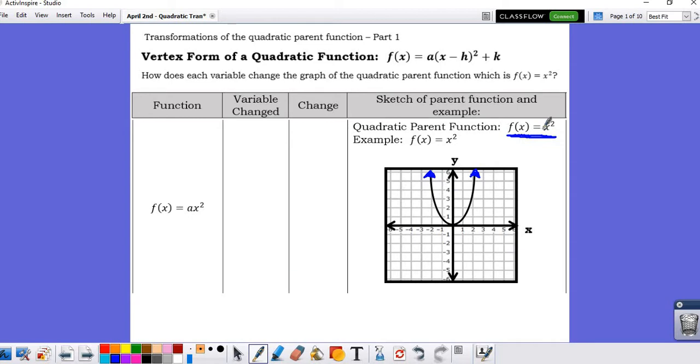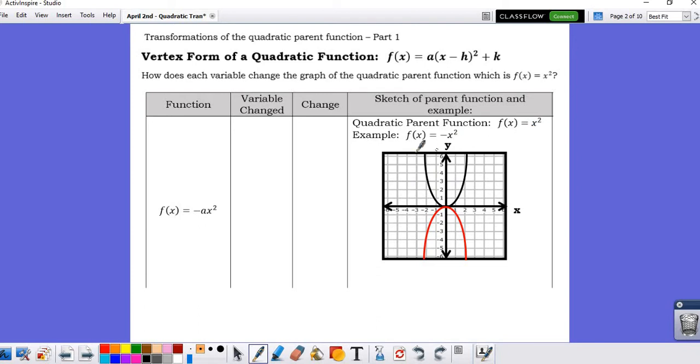And the a value out in front is 1, it's invisible, and then your h and your k values are 0. So that's why it's just x squared. And what we're going to do is look at what that a value does. And so if I don't change that a value, then nothing happens in the graph. But I want you to know that the graph opens up. Okay, so this a value, positive a value, makes the graph open up and it looks like a U.